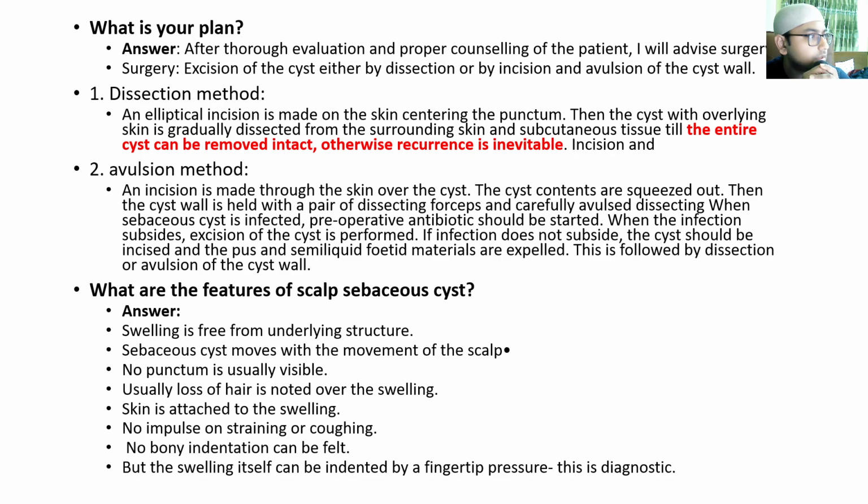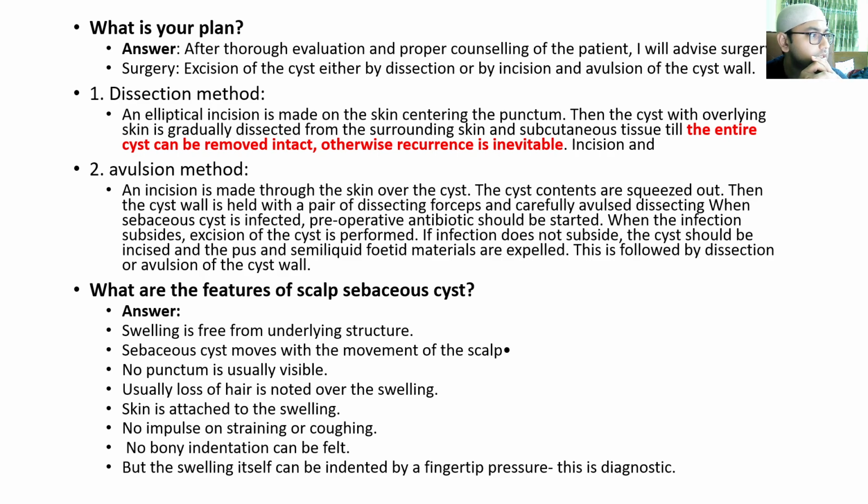And what is the dissection method? An elliptical incision is made on the skin entering the punctum, and then the cyst and overlying skin are gradually dissected from the surrounding skin and subcutaneous tissue till the entire cyst can be removed intact, otherwise recurrence is inevitable. You have to take the whole capsule, because it is a capsulated swelling, with an infected capsule or a capsule containing some cheesy material, so you have to remove the whole material along with the capsule. If any part of the capsule is left inside, recurrence is inevitable.